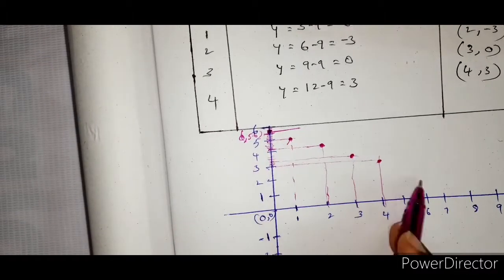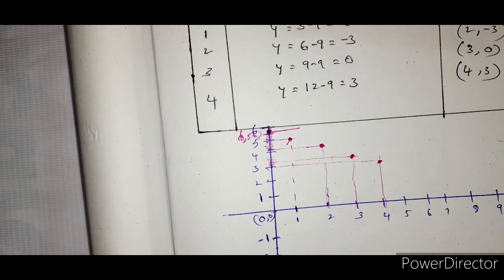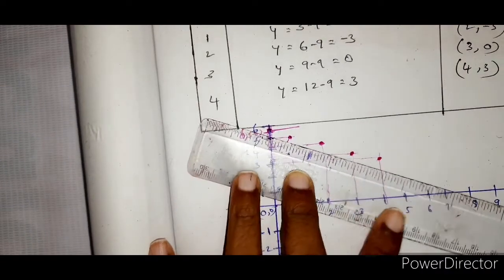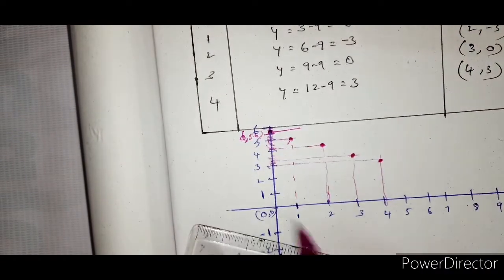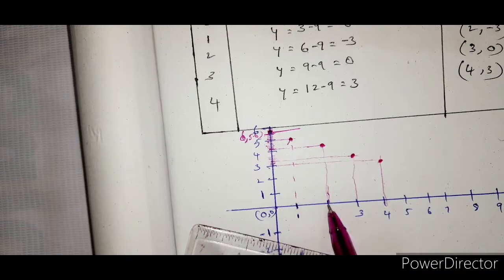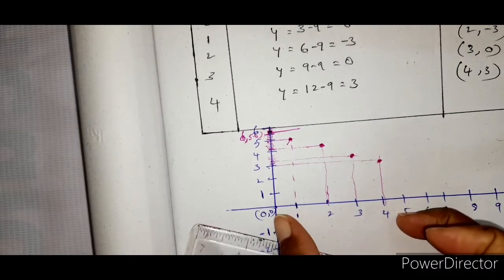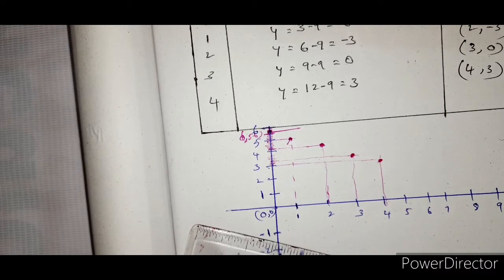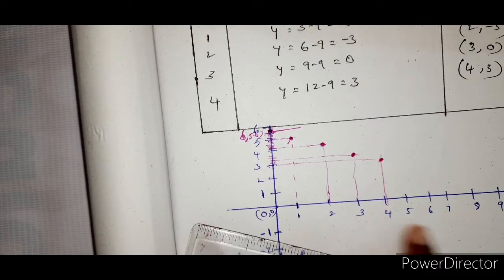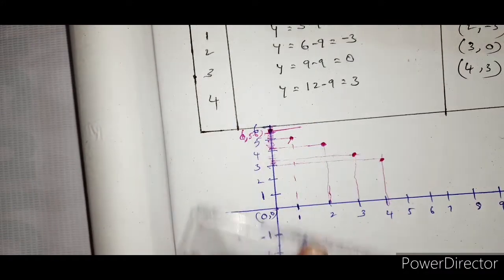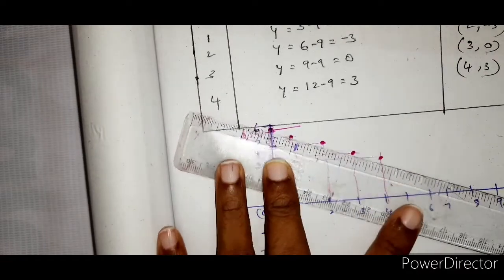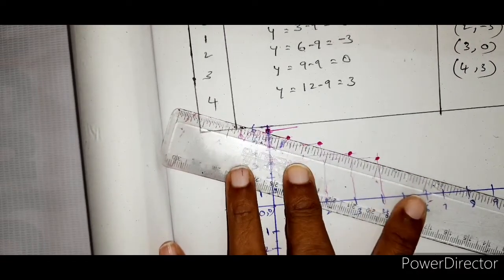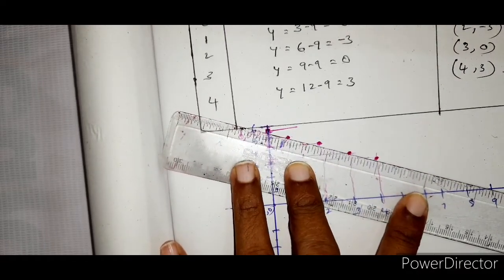This is how I got the points for the x values that I have taken. I have taken 5 values starting from 0: 1, 2, 3, 4, 5. Sometimes in the examination question paper, they may ask you to find at least 6 or 7 values. So you have to find 2 more values, but the process is the same. Now draw a line which passes through these points.